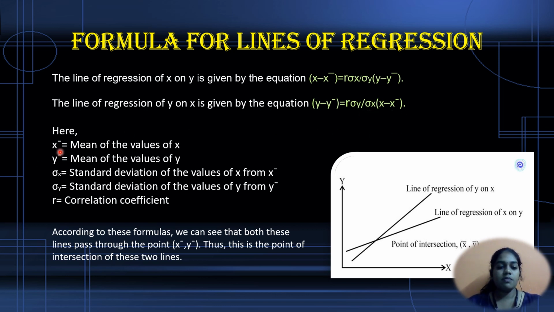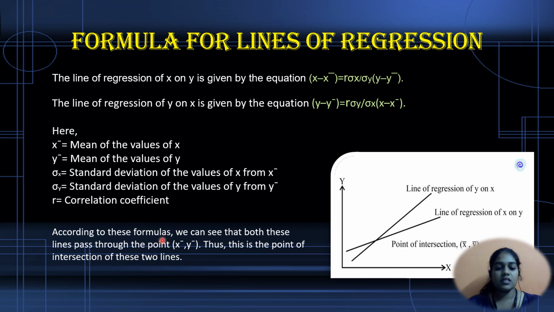Here, x bar represents the mean of the values of x. y bar represents the mean of the values of y. Sigma x represents the standard deviation of the values of x from x bar. Sigma y represents the standard deviation of the values of y from y bar. And last, r represents the correlation coefficient.